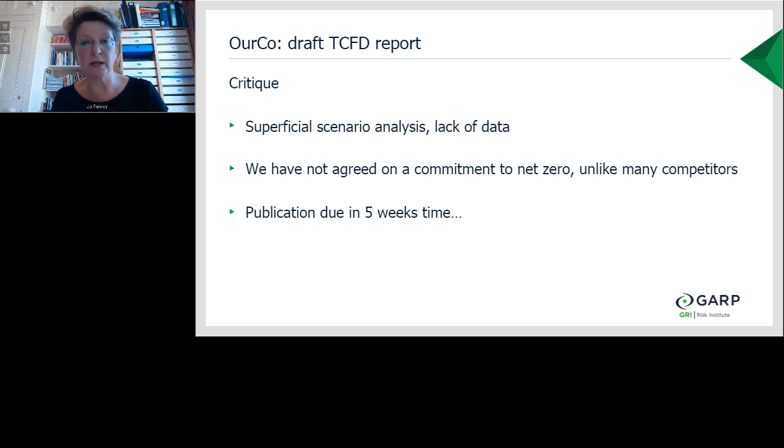And the other thing to bear in mind is that many of our competitors have already published pretty reasonable TCFD reports, and all our major competitors have declared ambitious net zero commitments. And by ambitious, I mean either 2045 or 2040. So what do you do?